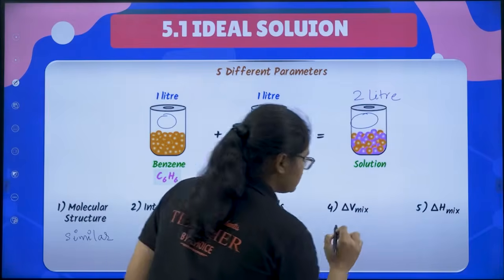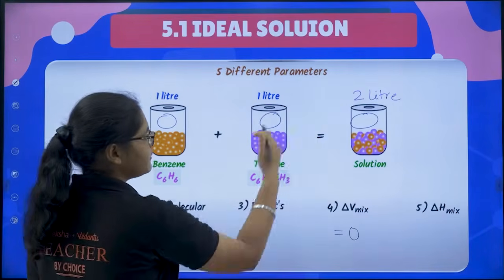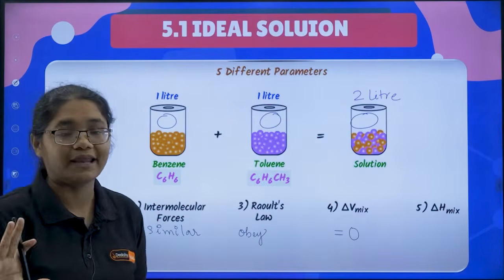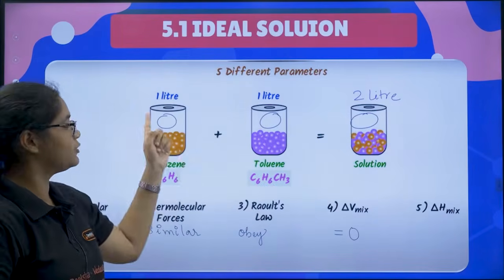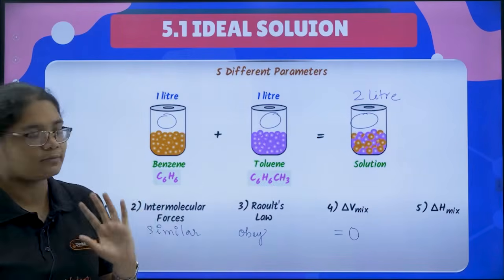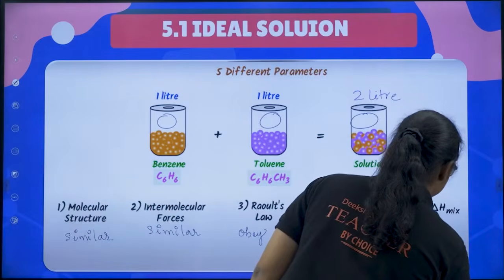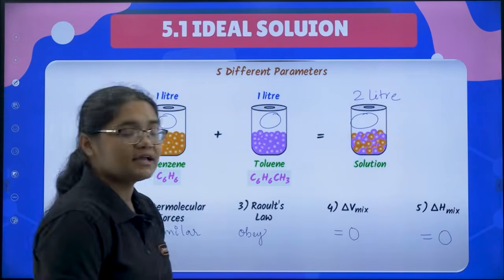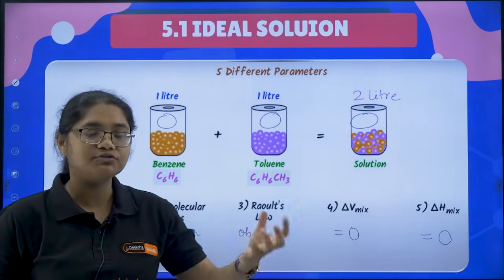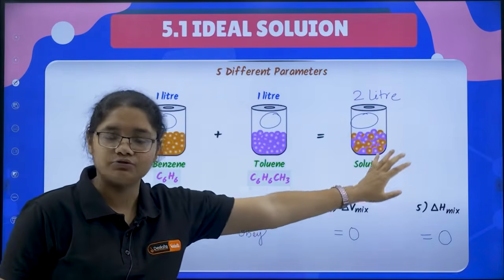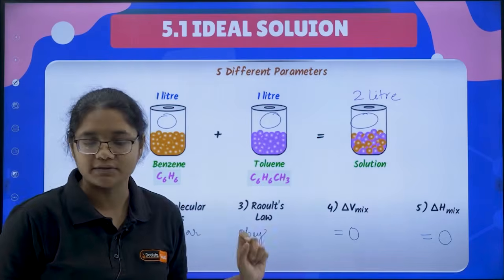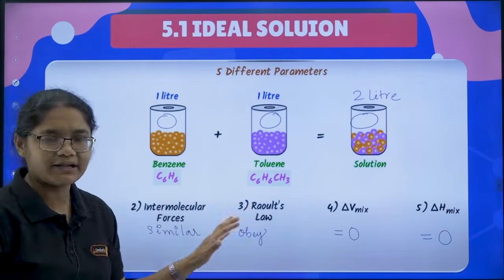Delta V mix should be equal to 0. Means before mixing and after mixing there should not be any change in the volume. You can see after mixing 2 liter, before mixing also 2 liter. So delta V mix should be equal to 0. Delta H mix should be equal to 0. Means there should not be any heat produced or released. The delta H value should be 0. So these are for your ideal solution.